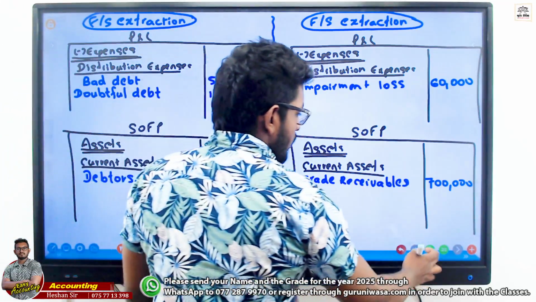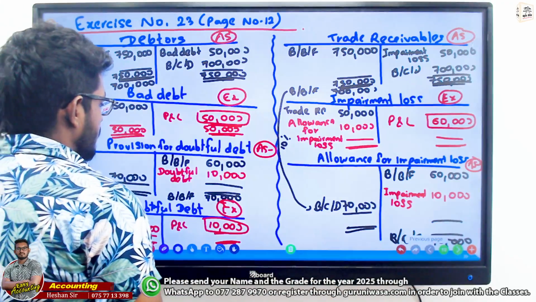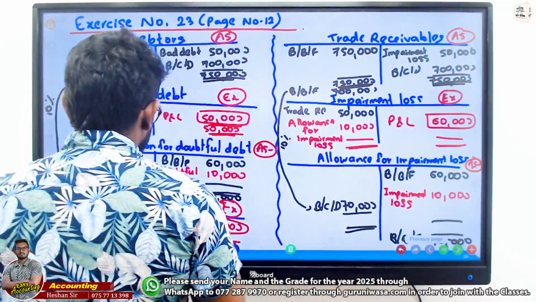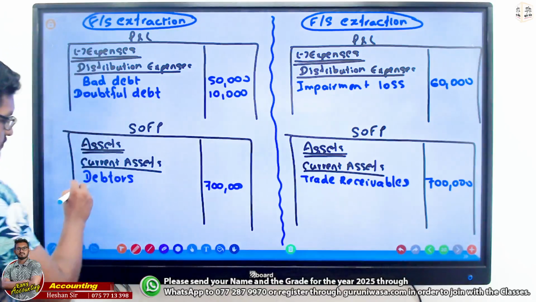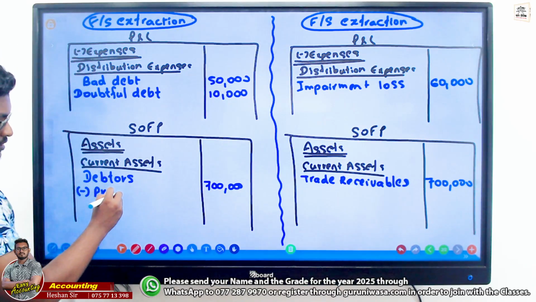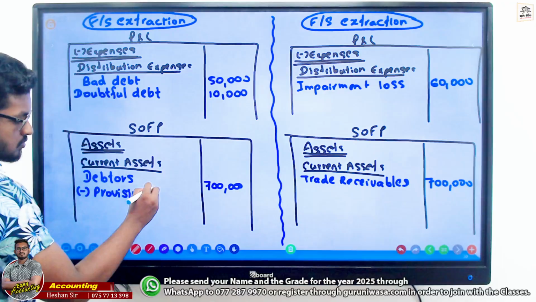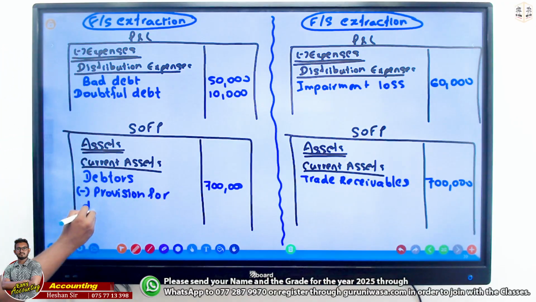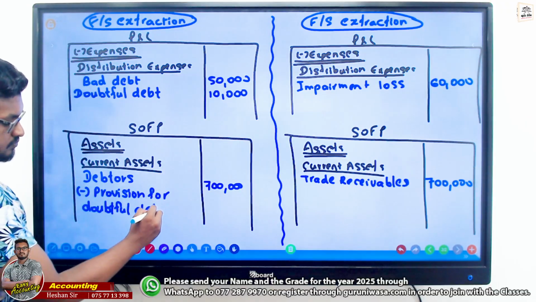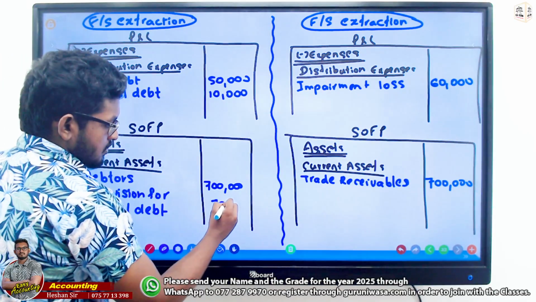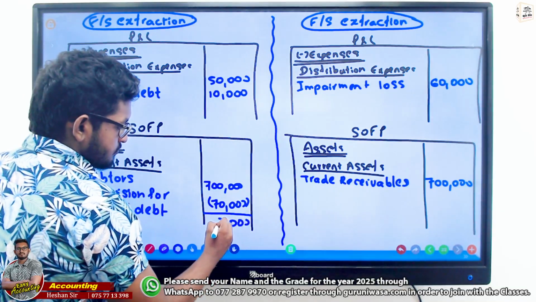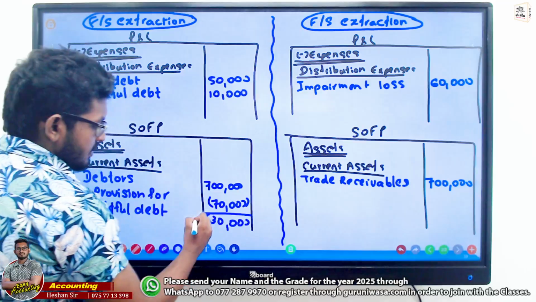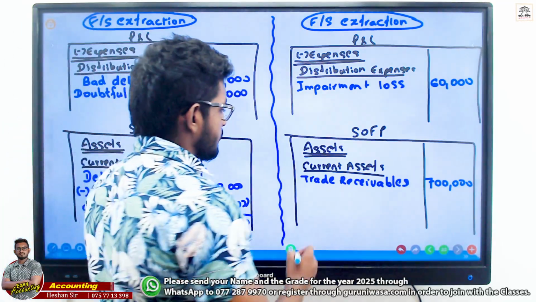Now, when it comes to provision for doubtful debt, the closing balance is 70,000. Minus provision for doubtful debt 70,000. We deduct that and get the debtors figure, 630.